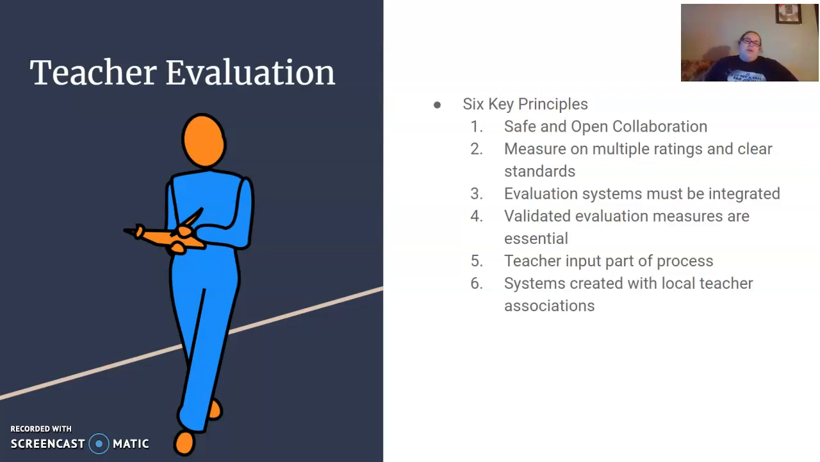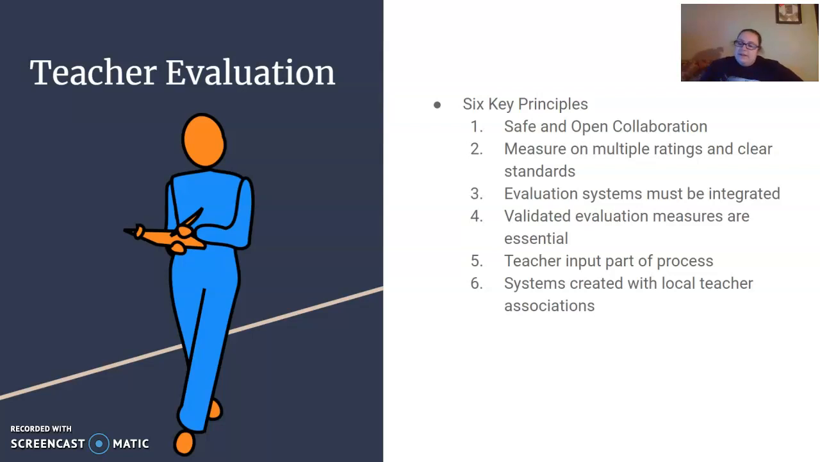The first, safe and open collaboration. Measures should be based on multiple ratings and clear teaching standards. Your evaluation system has to be integrated, it has to make sense. Validated evaluation measures are essential to having an effective one. Teachers should have input and be part of the process of developing, designing and implementing even new evaluation processes. And then the systems that are put in place should have input from the local teacher associations.